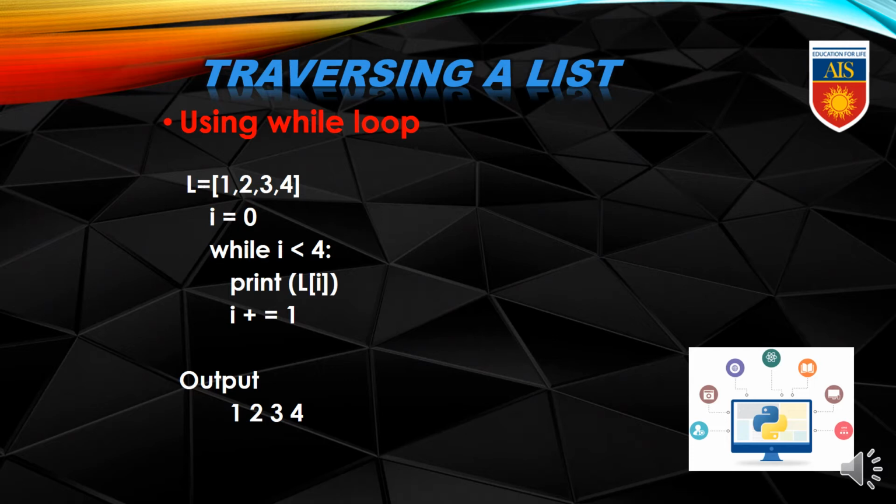4. So print li. When the condition succeeds, it will try to print index-wise. When it prints the first index, then automatically in the next line 1 will be added to the previous index. That means first time it will print the 0 index, then it will add 0 plus 1, which makes 1, then it will print the first index, and then again 1 plus 1, it will print the second index, then the third index. So this way it will continue, and finally we will get our entire list.